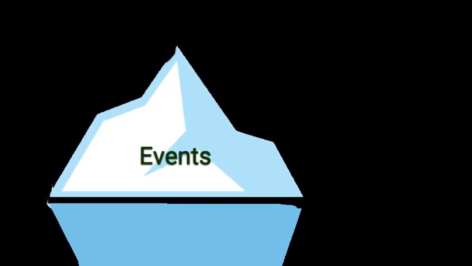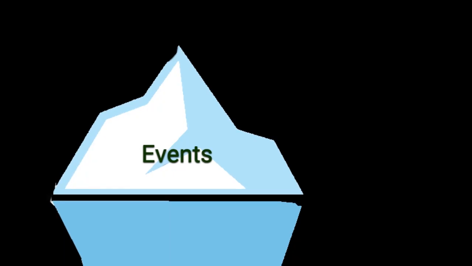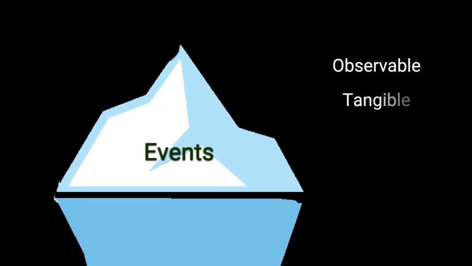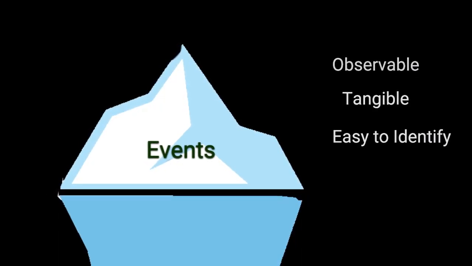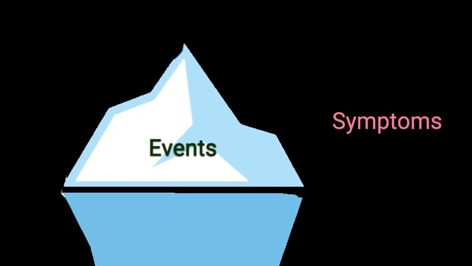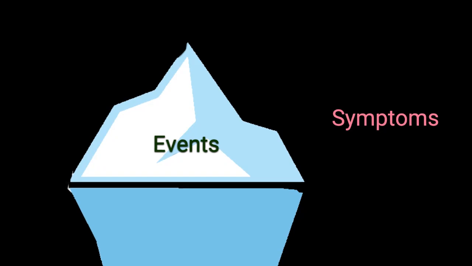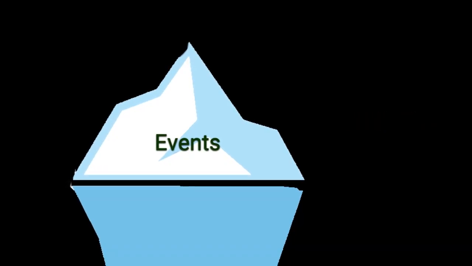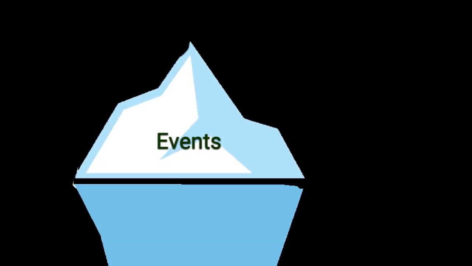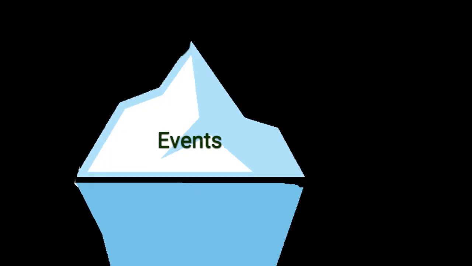It includes the aspects of a situation or system that are readily observable, tangible, and easy to identify. These are often the symptoms or outcomes that draw our attention because they are visible, immediate, and sometimes problematic. Examples might include visible behaviors, physical manifestations, or readily apparent consequences of a situation.